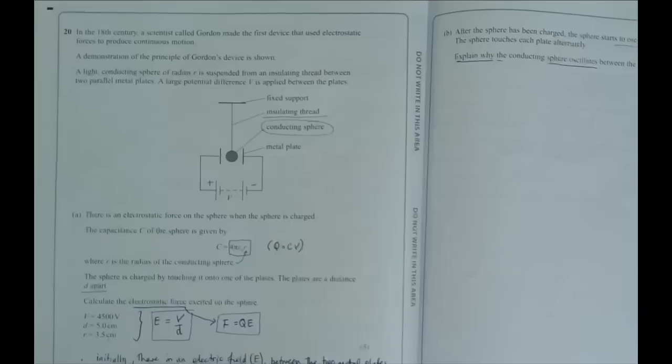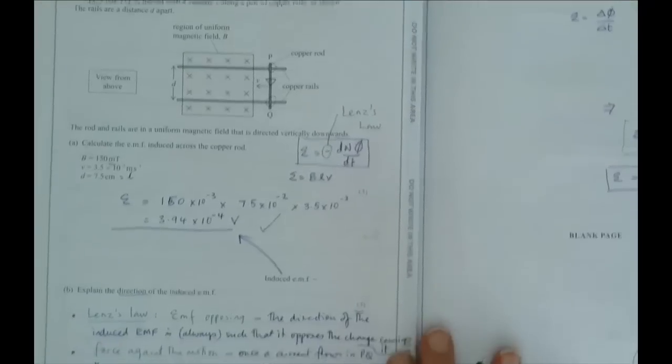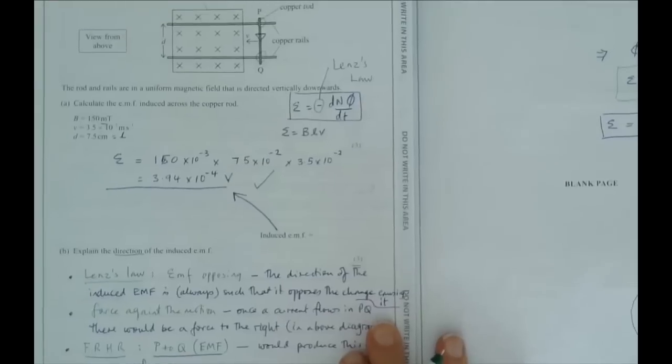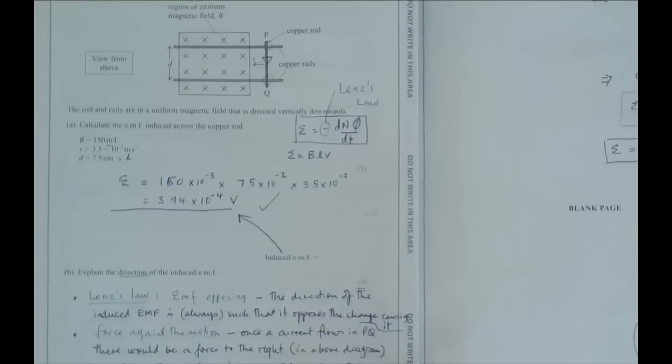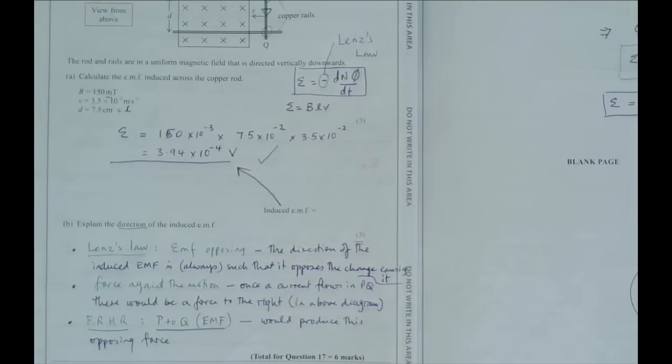I just want to go back to a question from the previous video where I promised you I would show you Lenz's law. This is the PQ that's going through the magnetic field in question 17. Those are my written responses, where I explain: 1 mark for explaining Lenz's law, 1 mark for explaining that the force is against the motion, and 1 mark for working out, for example using Fleming's right-hand rule, that the EMF must be from P to Q to produce this opposition.